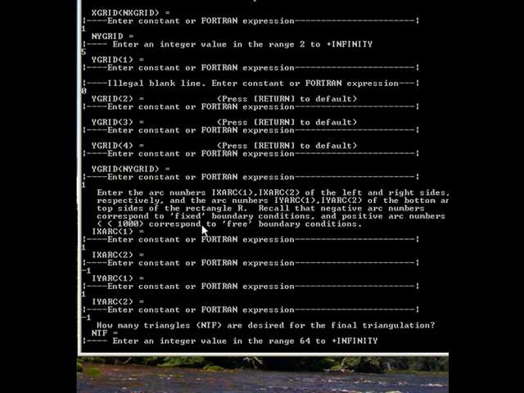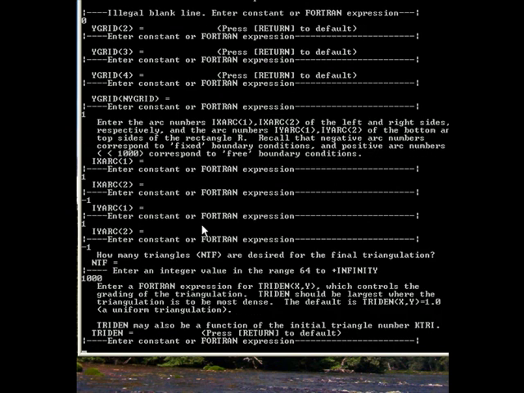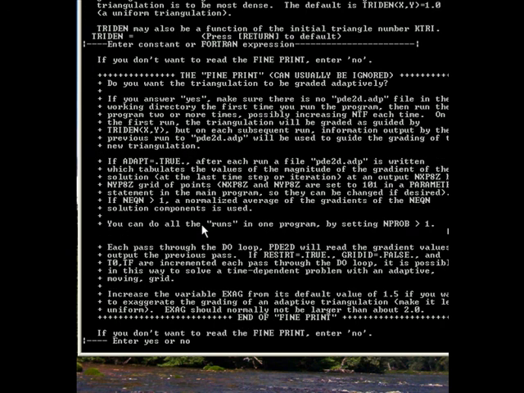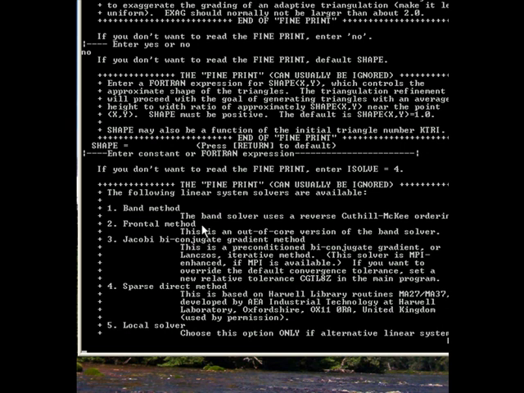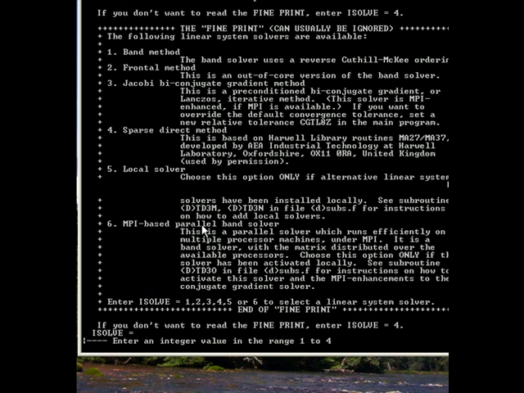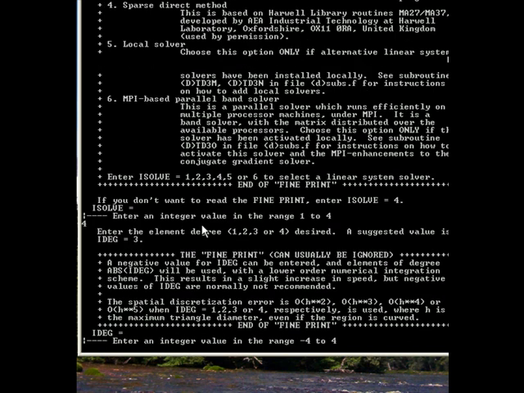That's 4 triangles in each grid cell, so it's 64 triangles. Let's do a lot more than 64. Let's do 1,000 triangles. So it's going to take my 5x5 grid of triangles and refine it until we have 1,000 triangles. Don't want to read the fine print. That's for a non-uniform grid. More fine print. And if you don't want to read the fine print, this is choosing the linear system solver. That could be important, but 4 is the recommended one and usually the best choice.